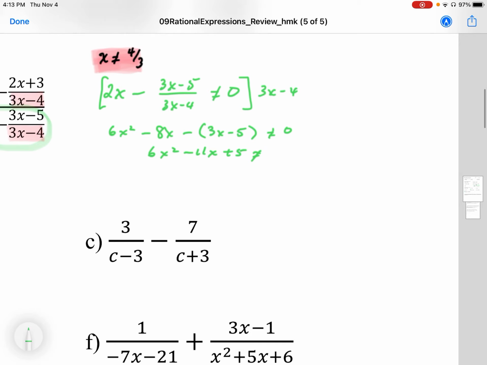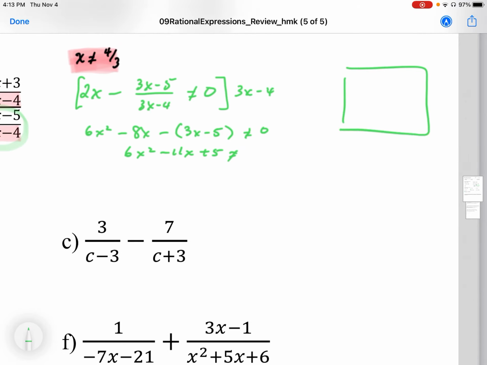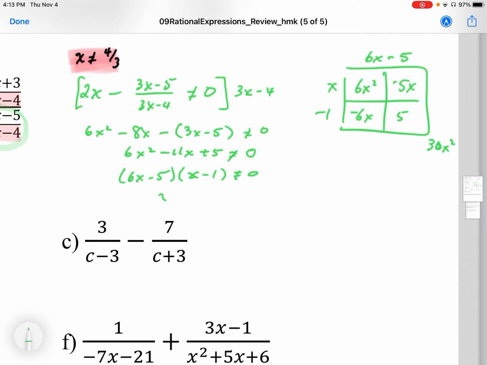And we can solve this quadratic equation by factoring this. So we're looking for numbers that multiply to 30x squared and add to 11x. That's going to be negative 5x, negative 6x, and then we have our factored form. So that looks like it's going to be minus 5. This is going to be minus 1. So factoring this, we get 6x minus 5, x minus 1 is not equal to 0. So we know that x cannot equal 5 over 6 and negative 1. So those are my restrictions. That's my comprehensive list of restrictions.